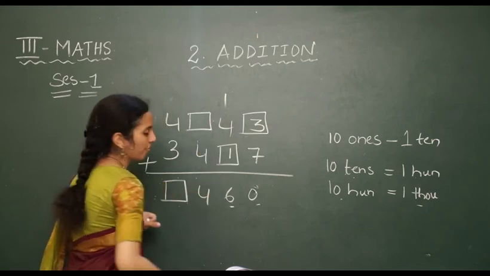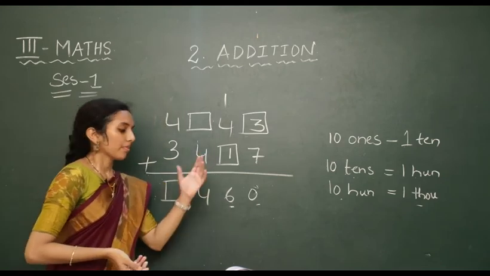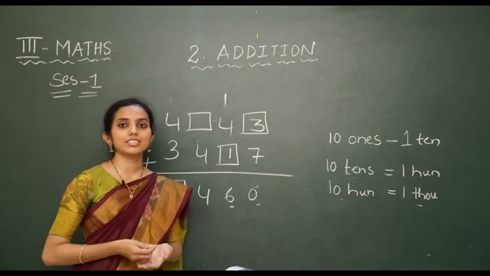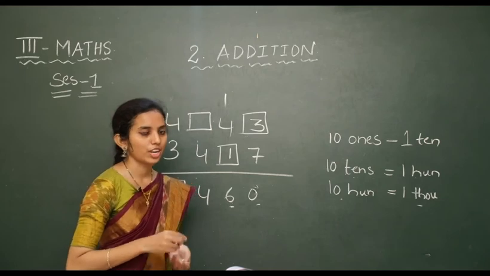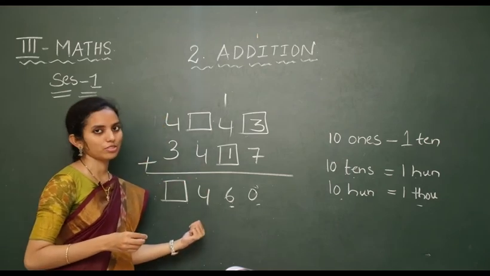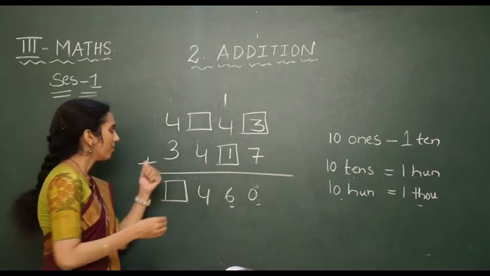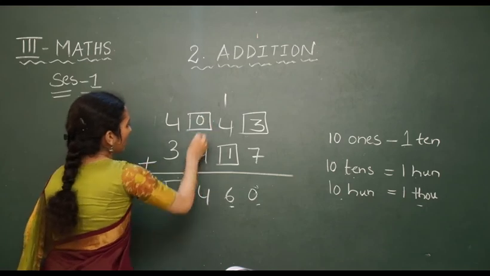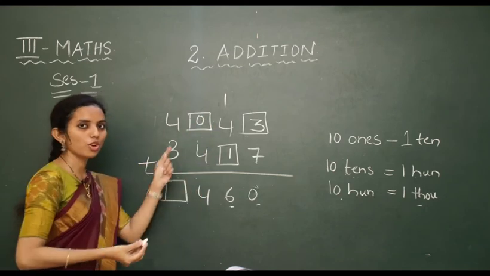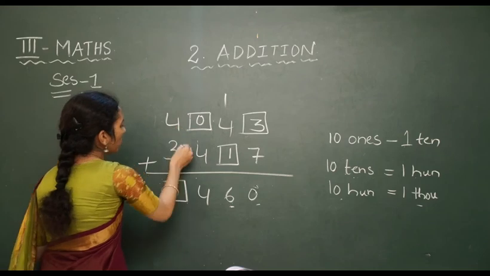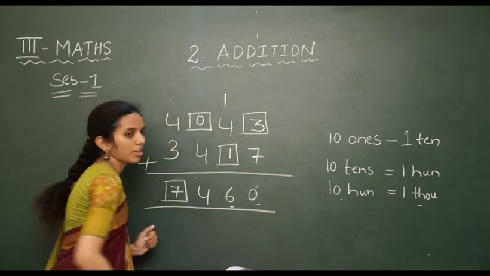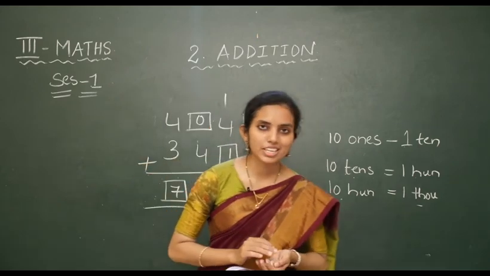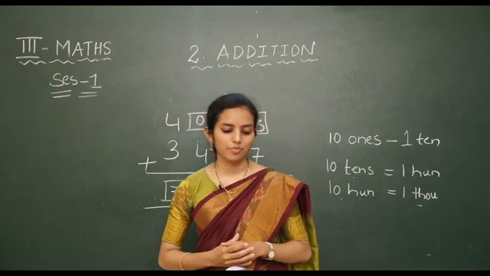Now, 4 here and 4 here. We have learned that if 0 is added to any number, its value does not change. So 4 is here and the result is also 4. So what can we do? We can place 0 here. So 4 plus 0 or 0 plus 4 is 4, and 4 plus 3 is 7. In this manner you have to find the missing numerals of the other 5 problems.